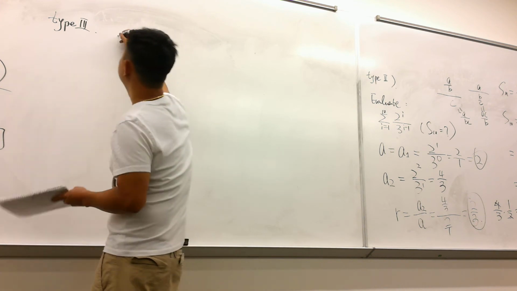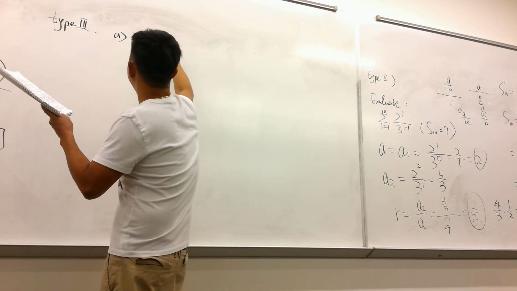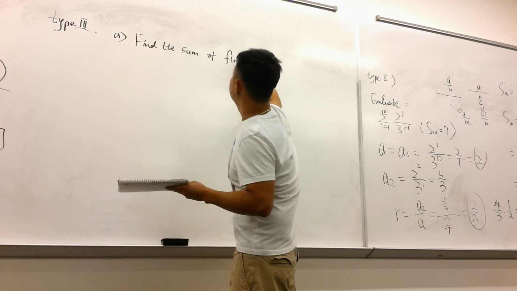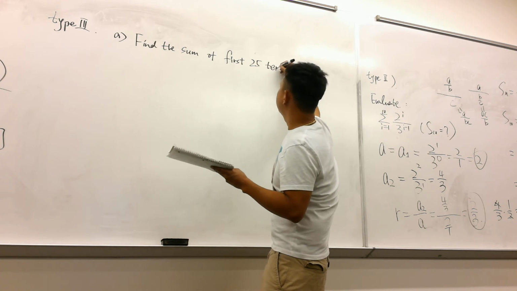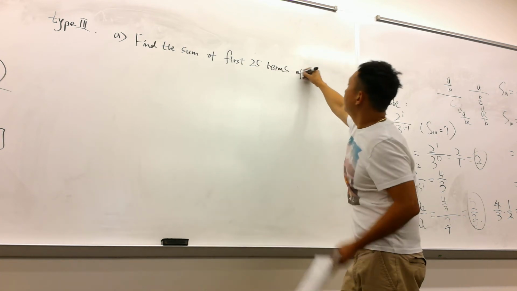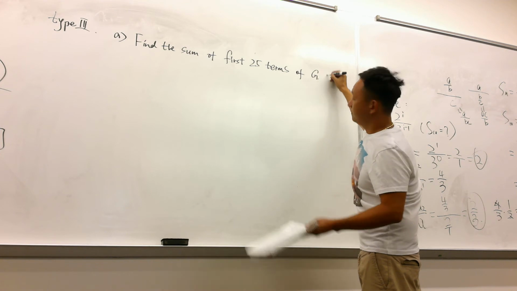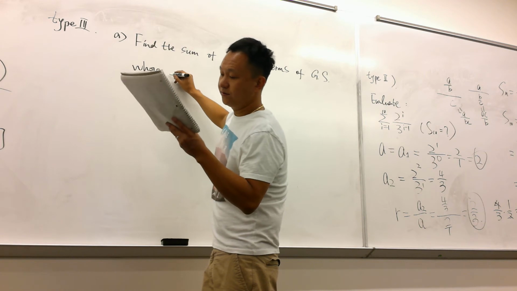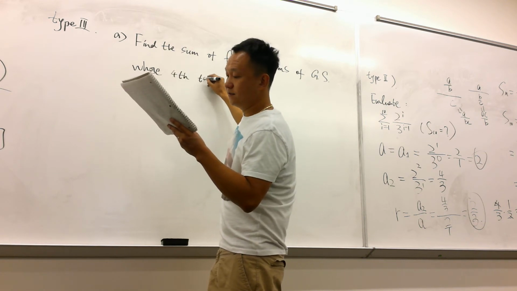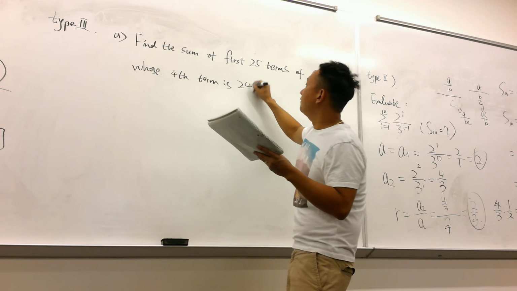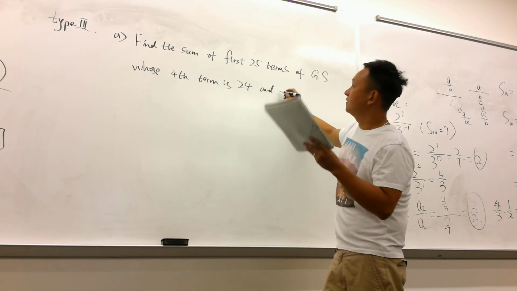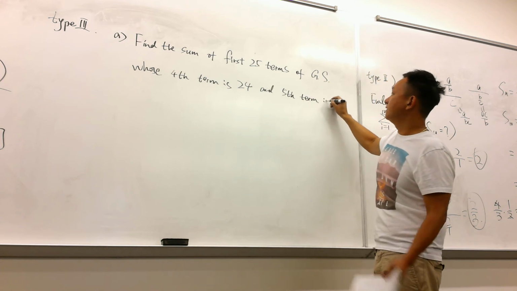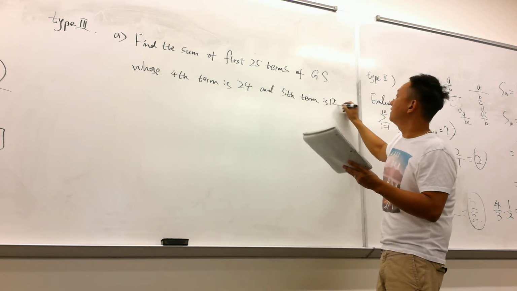Okay, so first, find the sum of the first 25 terms of a geometric sequence whose first term is 24 and the fifth term is 12. Okay, it's 12.